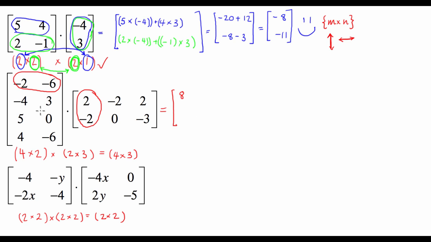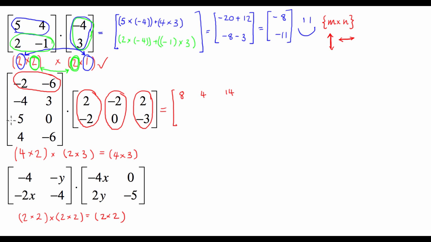Okay, great. Now we're going to do the same row and then move columns. So we're going to go to here now. -2 times -2 is +4, -6 times 0 is 0. So the next one is just going to be, you guessed it, 4. And then we're going to do this row times the third column. -2 times 2 is -4, -6 times -3 is 18. So 18 take 4 is 14. Great.